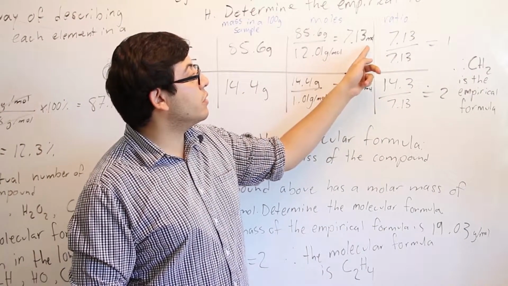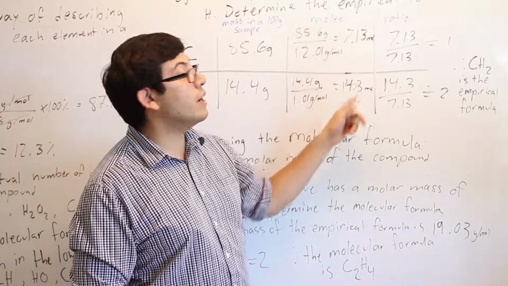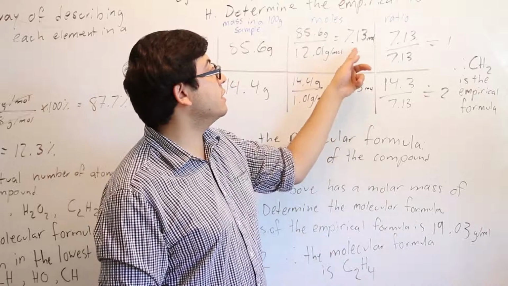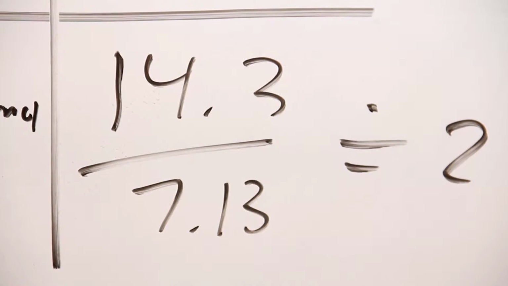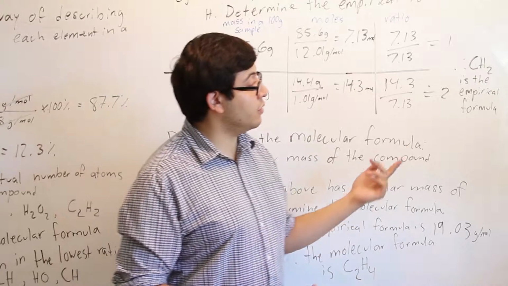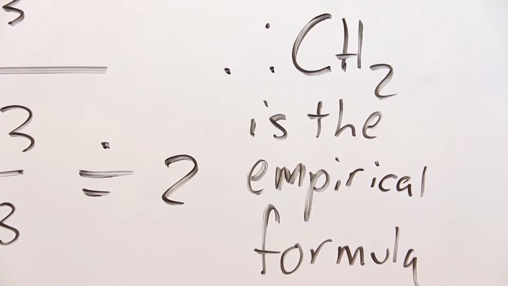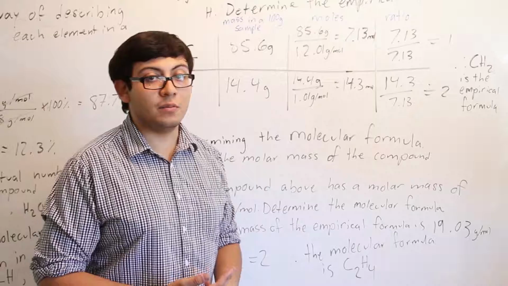Next we just need to find the ratio between them. So if we have 7.13 and 14.3, just divide by the lowest number that we have, in this case 7.13, giving us 1 carbon to 2 hydrogens. So therefore the empirical formula must be CH2. That doesn't really tell us much.